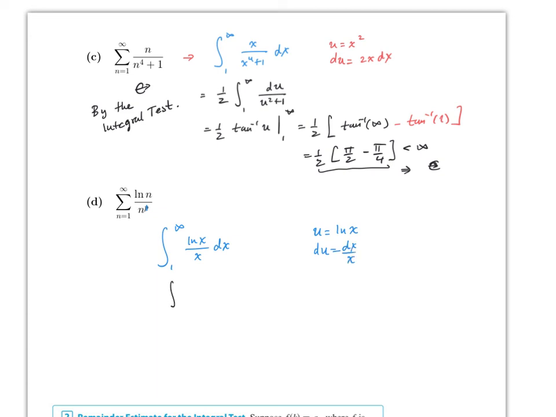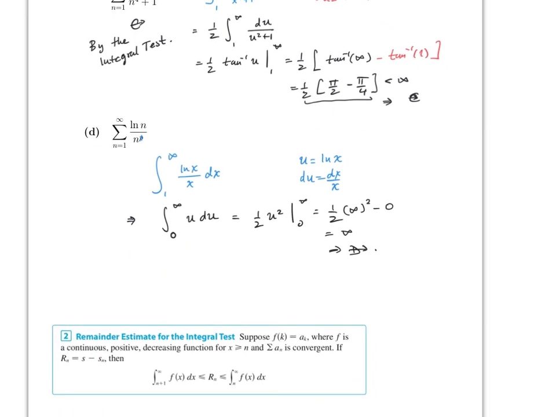So this is the same thing as the integral from, ln of 1 is 0, so this will be 0 to infinity of u du. So this will be 1/2 u squared from 0 to infinity. So this is 1/2 of infinity squared, which clearly is infinity, minus 0. So the whole thing is infinite. So clearly this is divergent.